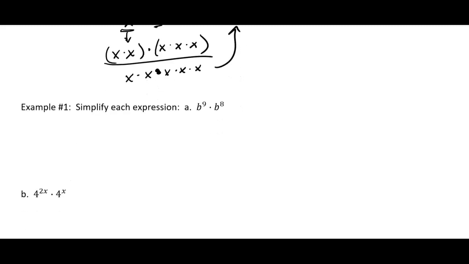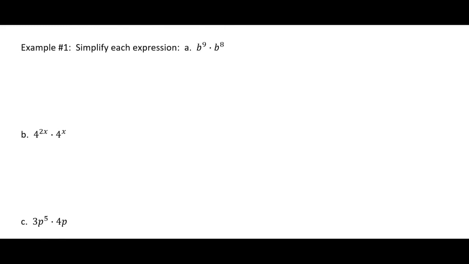All right, so here we have an example. B to the 9th times b to the 8th. The bases are the same. They're both b's, so you keep it a b, and then add the exponents. So think 9 plus 8, 17. Now you want to make sure you write that as a superscript, so it looks like b to the power of 17. Sometimes these are a little tricky to write.